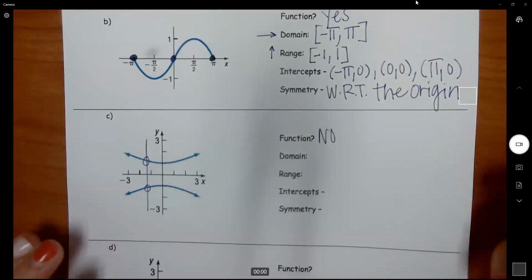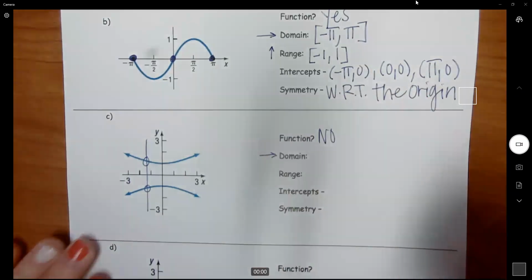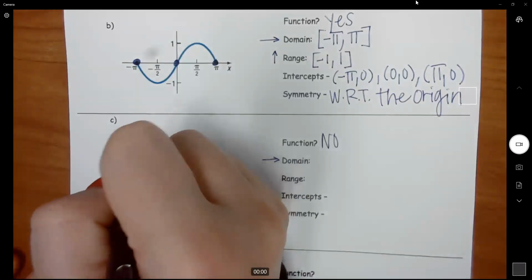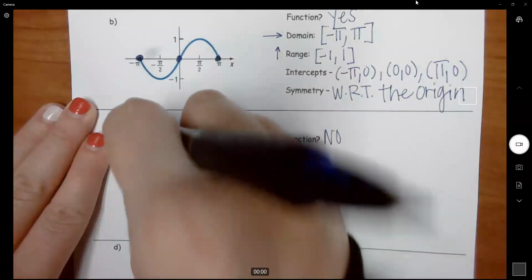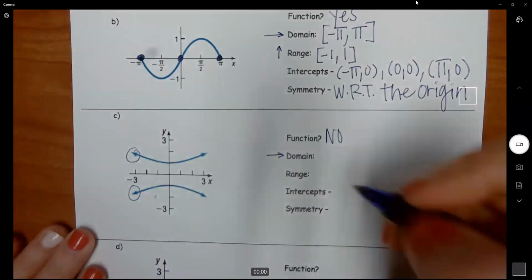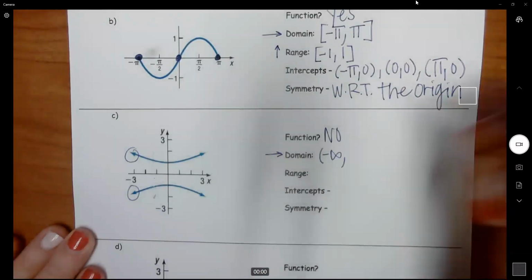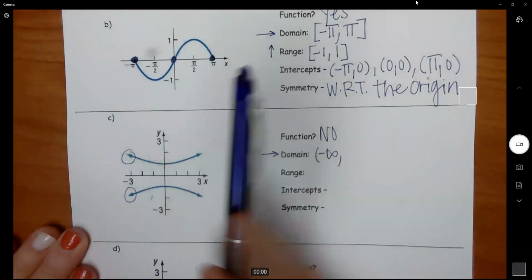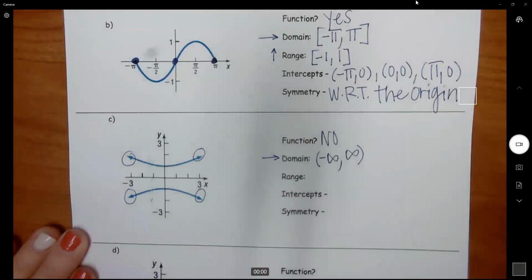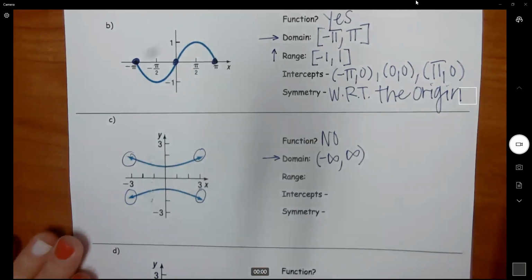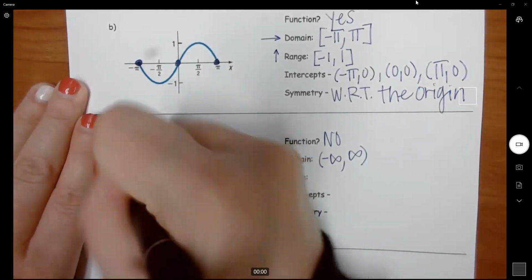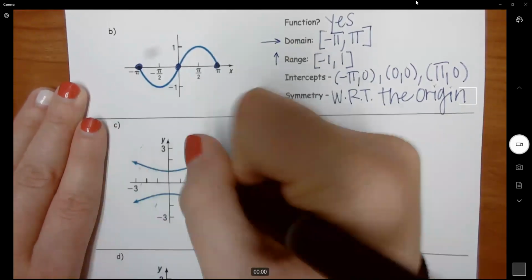Okay, what's the domain? Go left to right. As I go left to right, the first thing I encounter are these arrows. So we've got -infinity, 2. What's the last thing I encounter? There's some more arrows. So to positive infinity. I'm going to erase this. The range is a little bit more tricky.